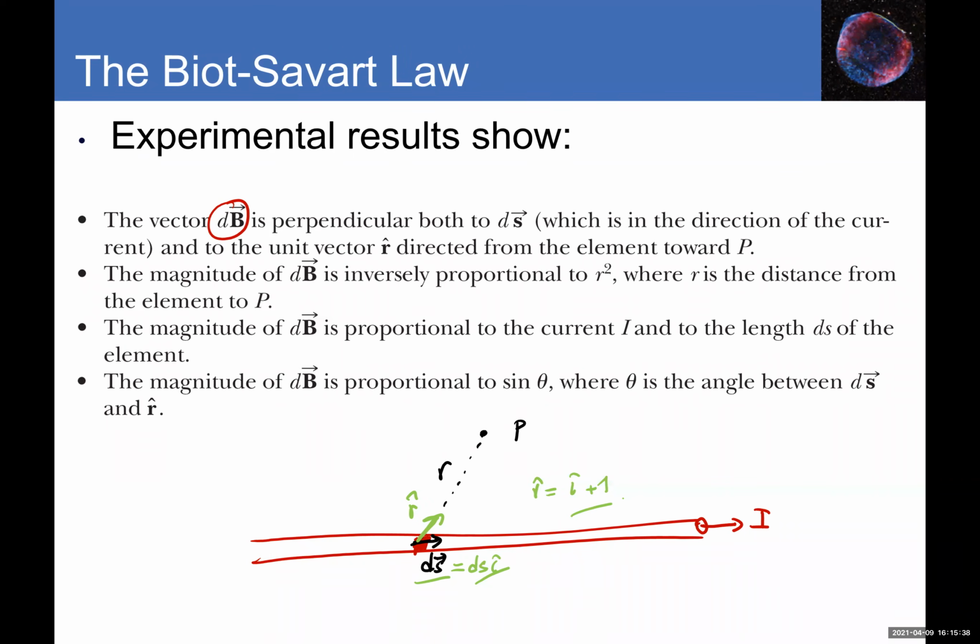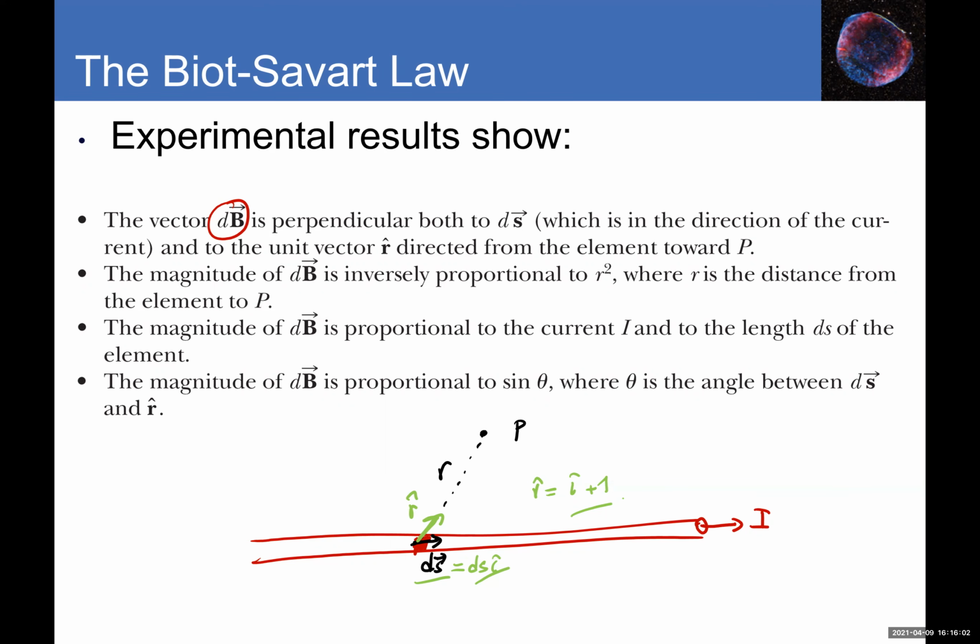In those examples, we will see that the magnetic field is indeed perpendicular. So in this case, it's either going to be into the page or out of the page. It depends on the current, the direction of the ds and the direction of the r hat. In this particular case, for example, the magnetic field will be out of the page.